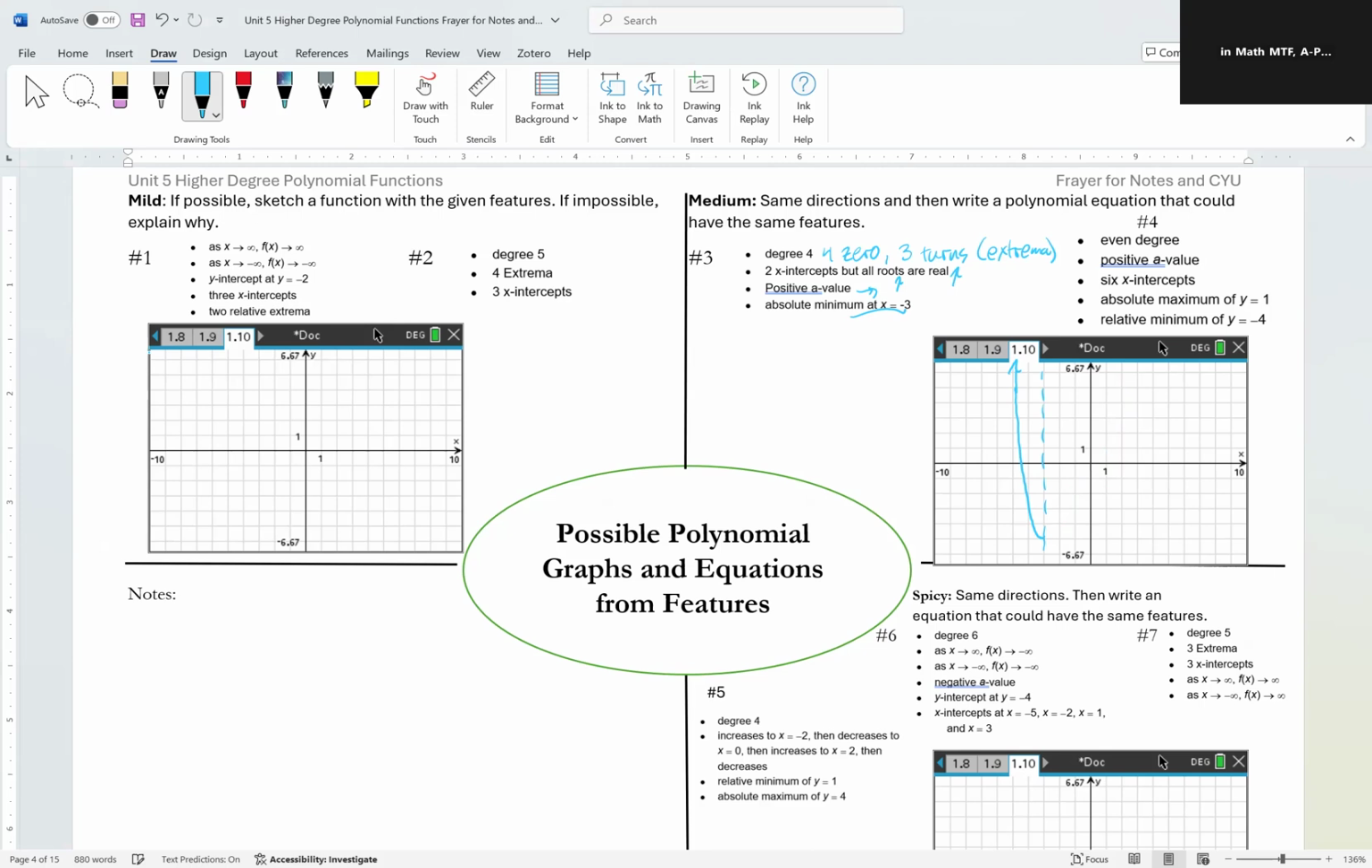Another option that you could have gone with is that you actually could have done 2 double roots here. Notice that would satisfy the same requirement of an absolute minimum here. We only have 2 x-intercepts, but all roots are real, positive a value, whole 9.